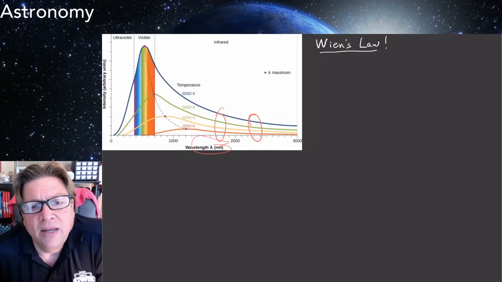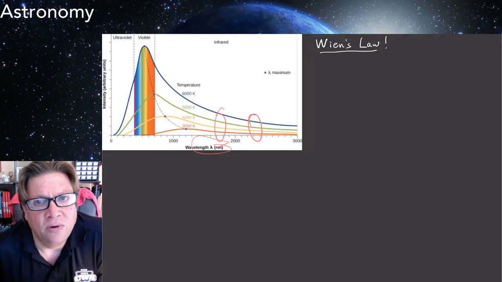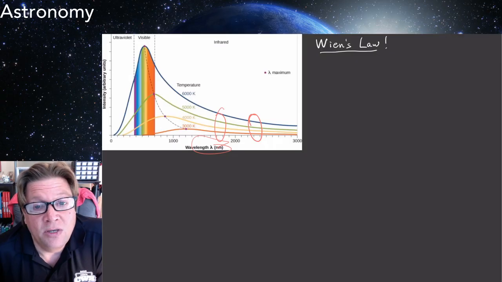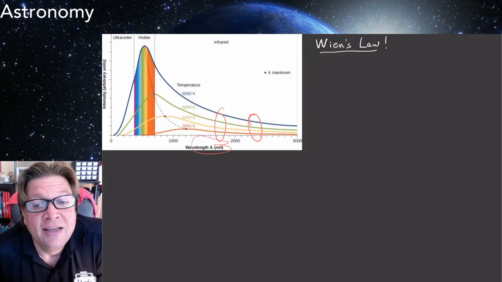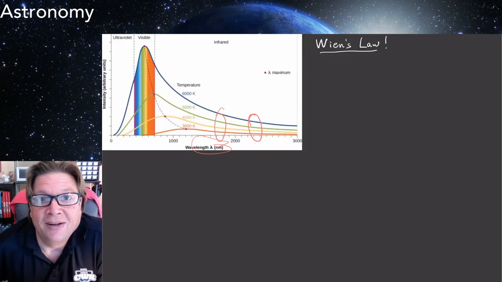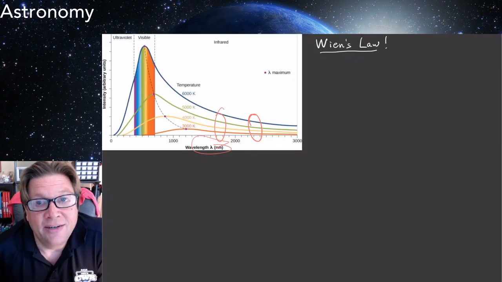So as the thing heats up, it turns out that it starts emitting more and more light closer to the visible part of the spectrum. And so when you come closer to the visible part of the spectrum from that direction, it starts looking red. And so the heating element will start to glow a dull red. And then it gets hotter and hotter and hotter.